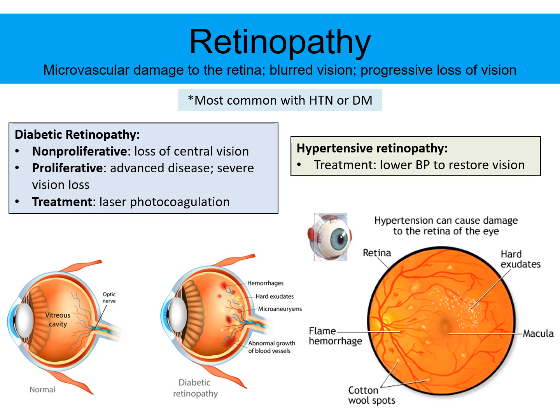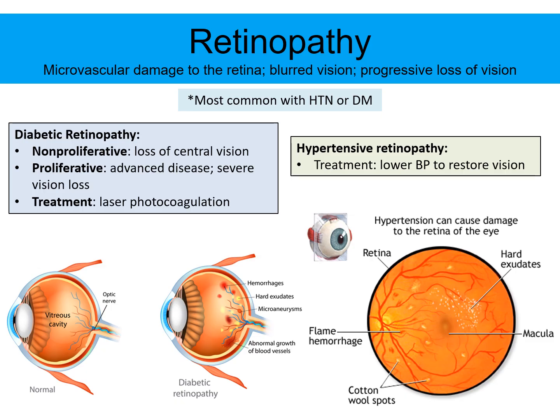So for diabetic retinopathy, there's two types, either non-proliferative or proliferative. The first one is loss of central vision. Okay, so central vision is right in the center. So you kind of develop like this little black spot, black area right in the center of your vision. Then we have proliferative. So this is once it has progressed and you have severe vision loss. So non-proliferative will eventually turn into proliferative. The treatment for this is laser photocoagulation.